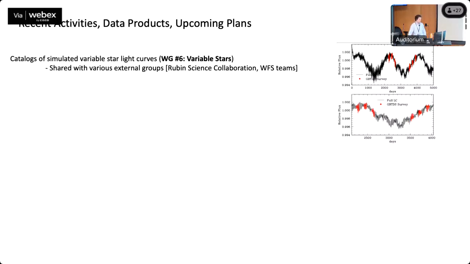A lot of these catalogs have been shared already with some external groups, like many collaborators in the Rubin consortium, who are interested, as you can imagine, in variable stars. Other funded wide field science teams are also interested in variable stars and their stellar variability, and how it affects light curves for many different things.